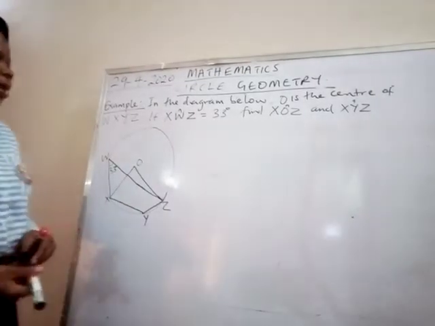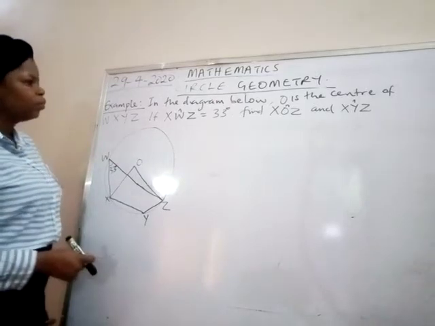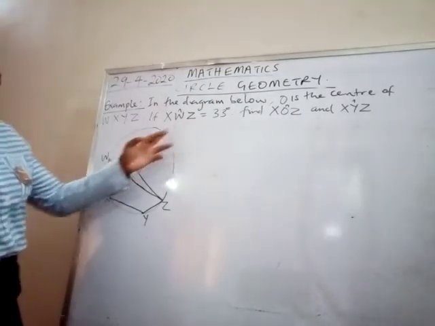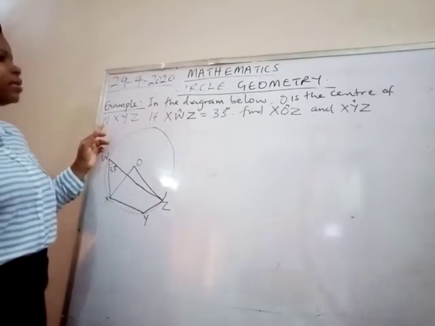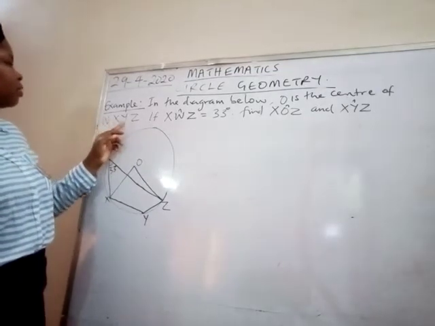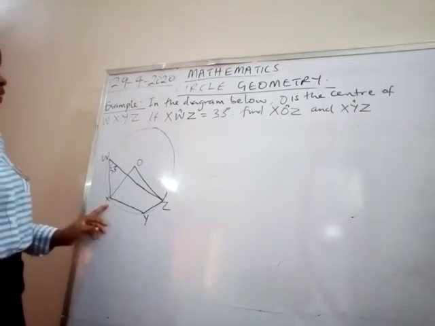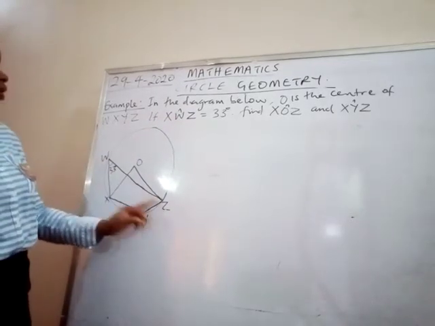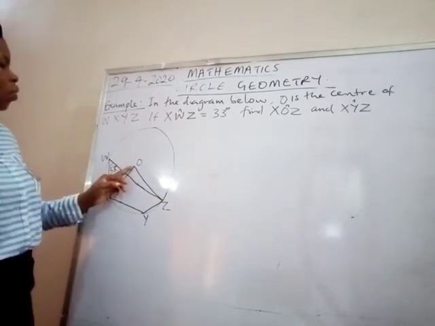Take a look at this diagram. I wish I had a bigger board. Now, in the diagram below, O is the center of the circle, and W, X, Y, Z are points on the circle. If angle XWZ is 33 degrees, we should find XOZ.